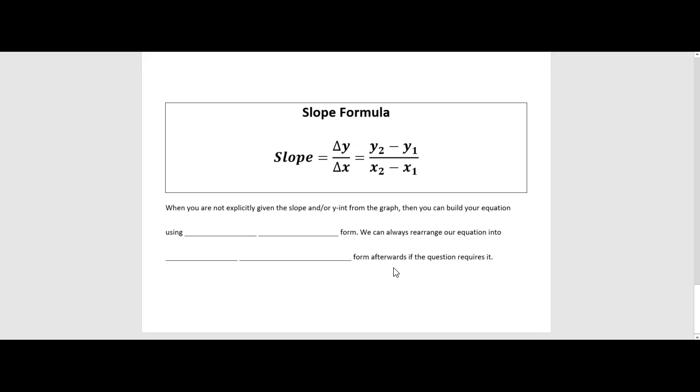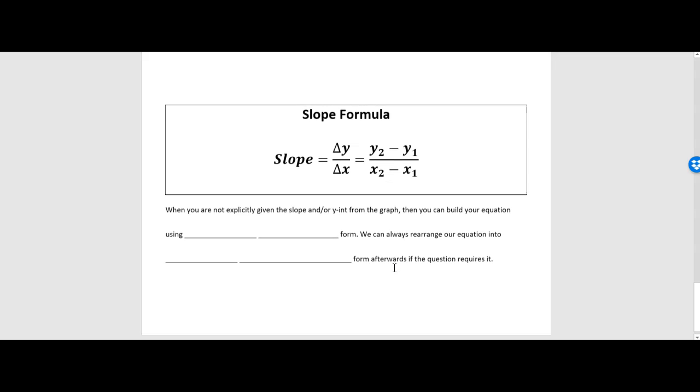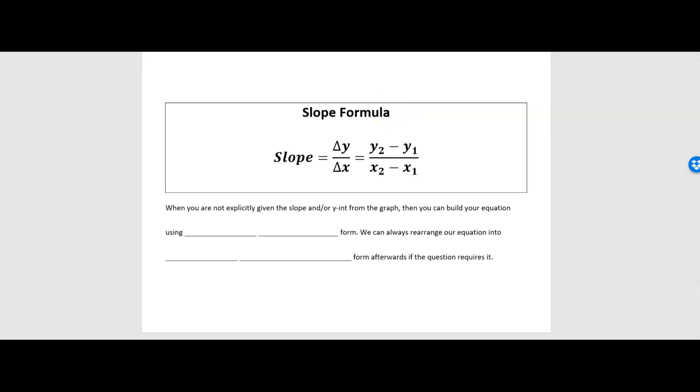Right here, the slope formula. Again, slope is equal to the change in y over the change in x. The change in y is the difference in the y values: y2 minus y1 over x2 minus x1. So when you are not explicitly given the slope or the y-intercept from the graph, then you can build your equation using point-slope form. That's y minus y1 is equal to m times the quantity x minus x1.